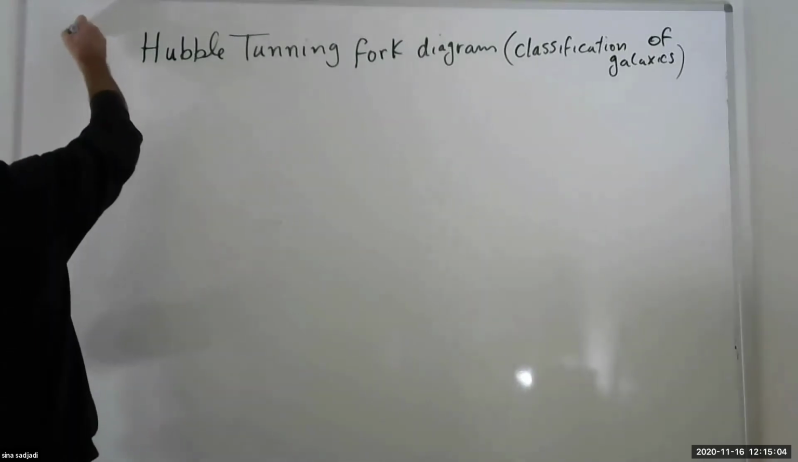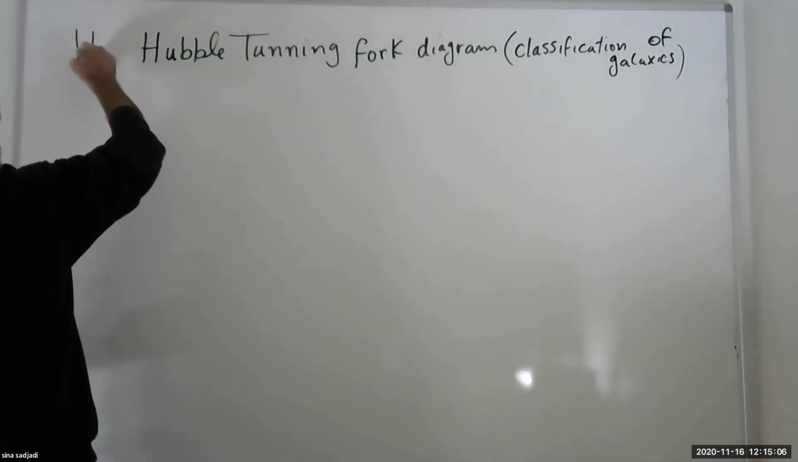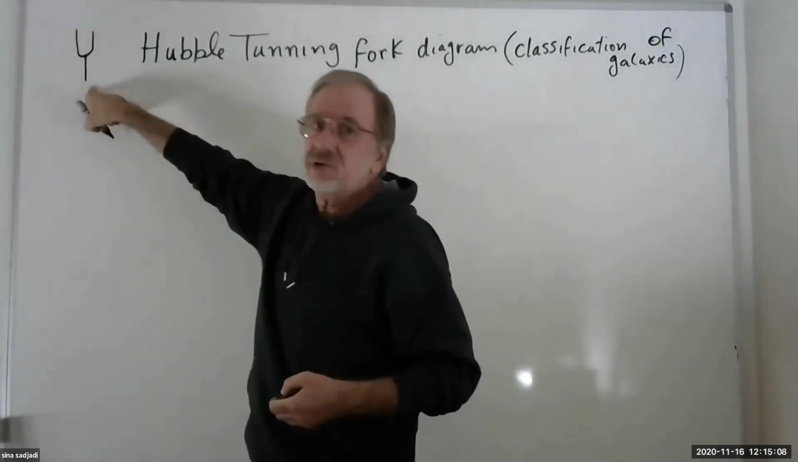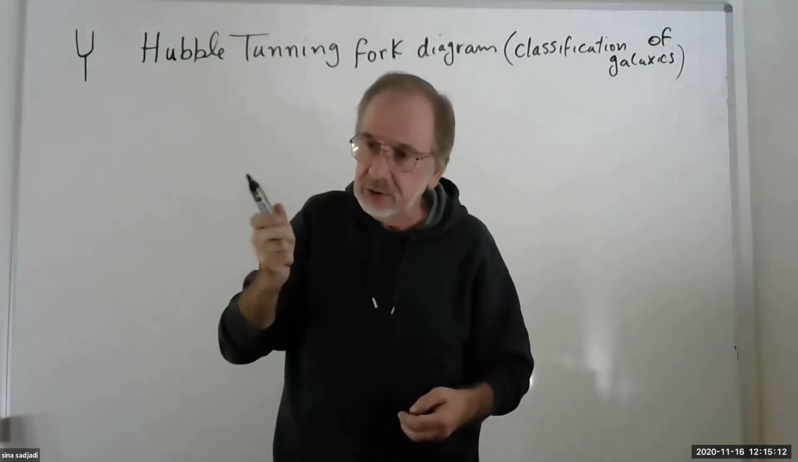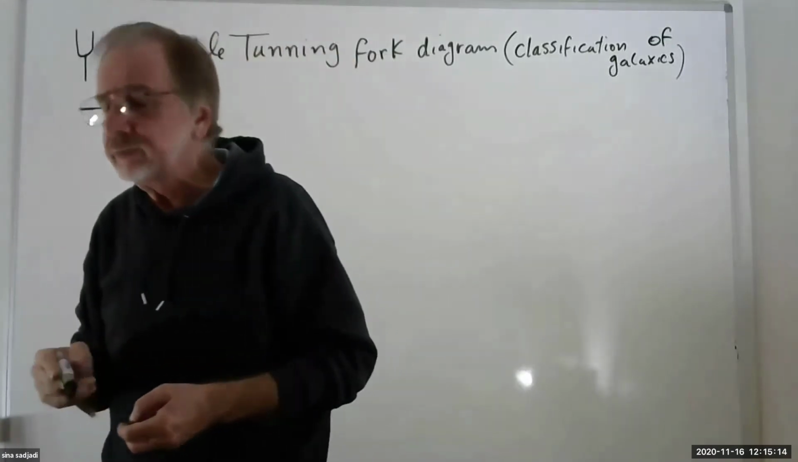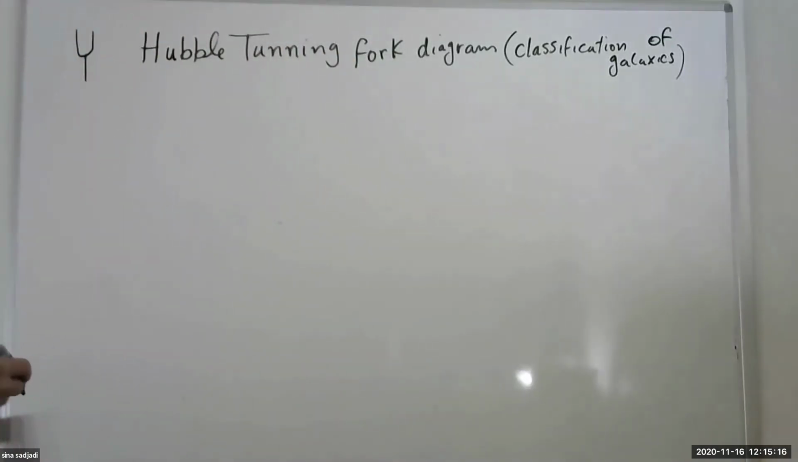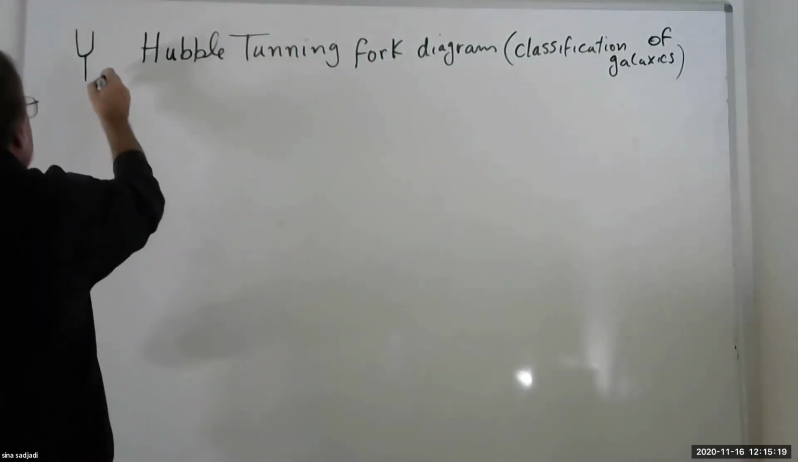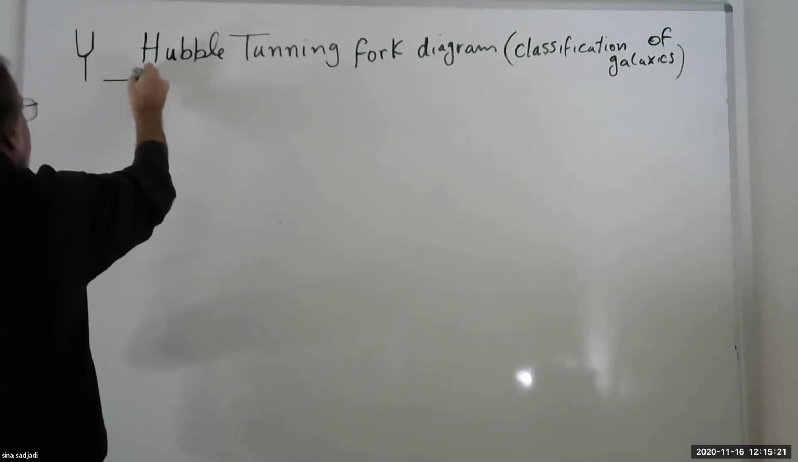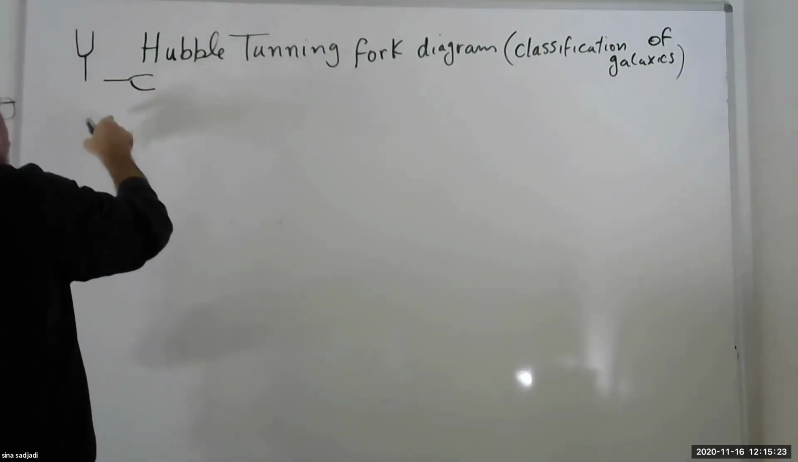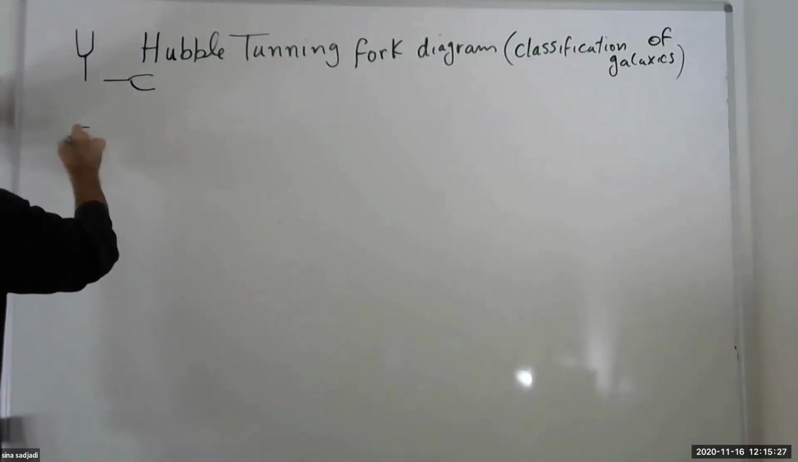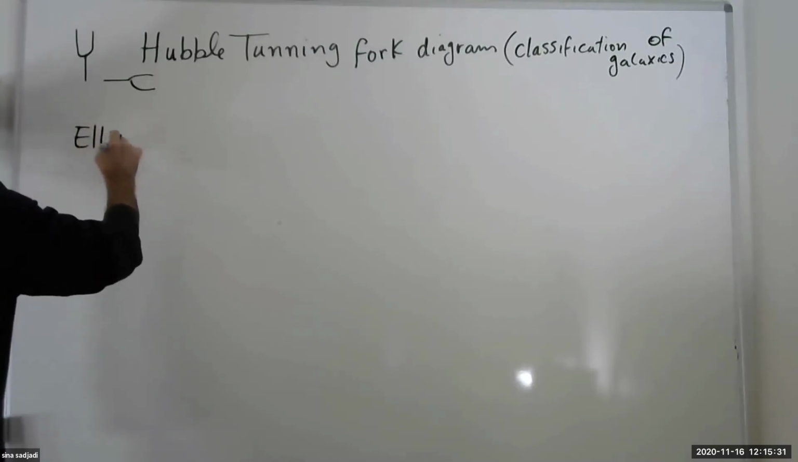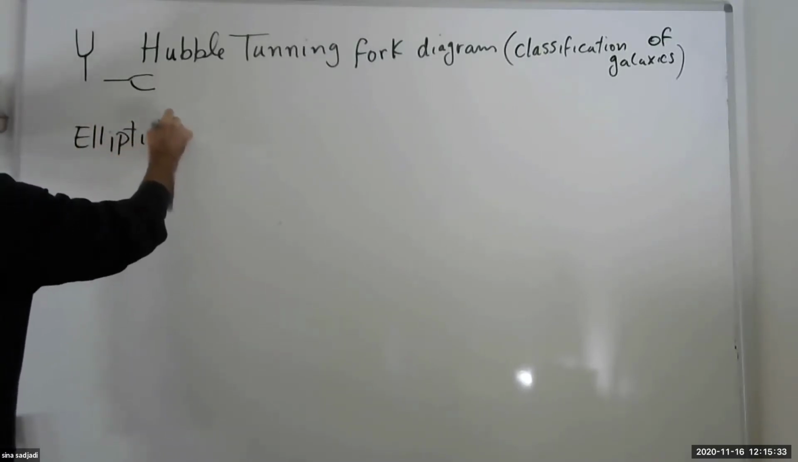So a tuning fork looks like this. I don't know if you guys have ever tuned a musical instrument? It looks like that, right? That's a tuning fork. You go ding, it vibrates, right? So it's like a tuning fork. And the tuning fork is this way, actually. It goes like that. So it starts with elliptical galaxies. So here are the elliptical galaxies.